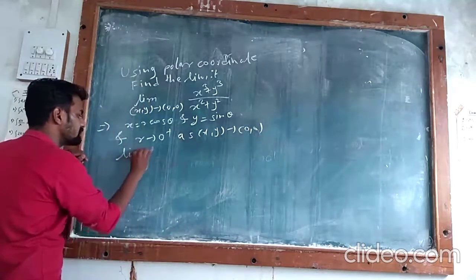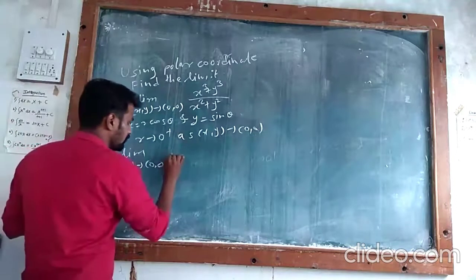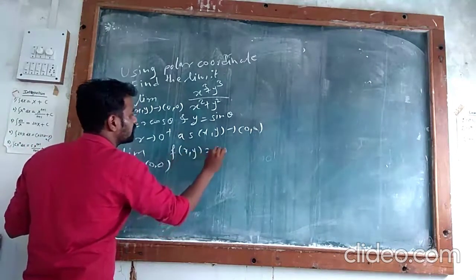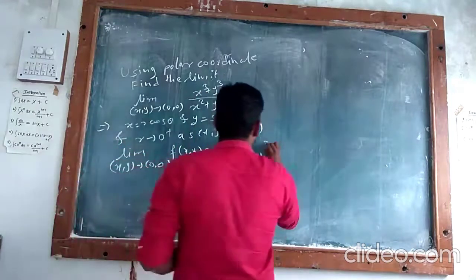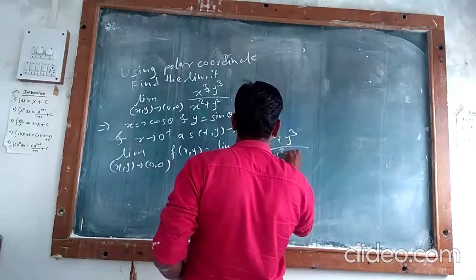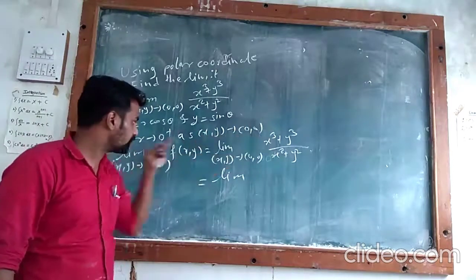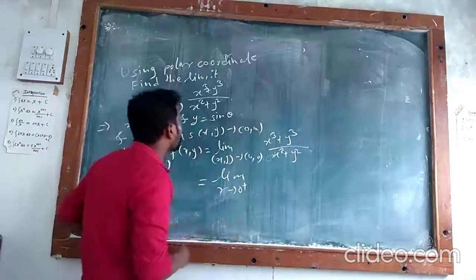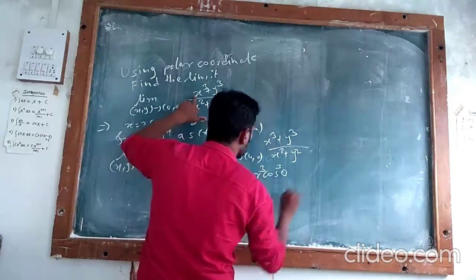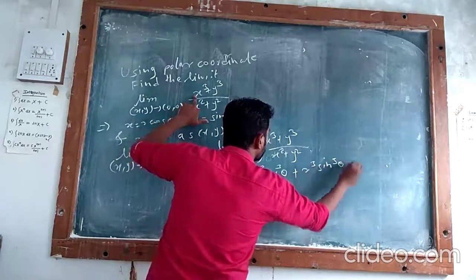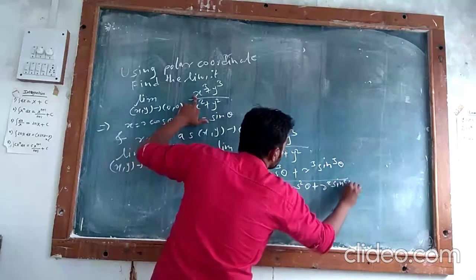So we have limit as (x, y) tends to (0, 0) of f of (x, y) is equal to limit as (x, y) tends to (0, 0) of (x cube plus y cube) upon (x square plus y square), which is equal to limit as r tends to 0 plus, because (x, y) tends to (0, 0), of (r cos theta) cube, that is r cube cos cube theta plus r cube sin cube theta, divided by r square cos square theta plus r square sin square theta.